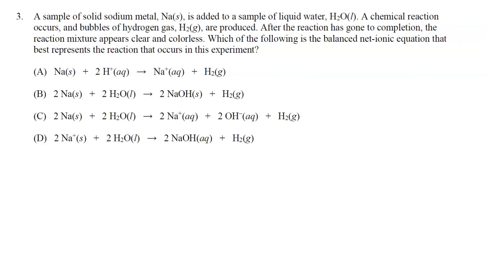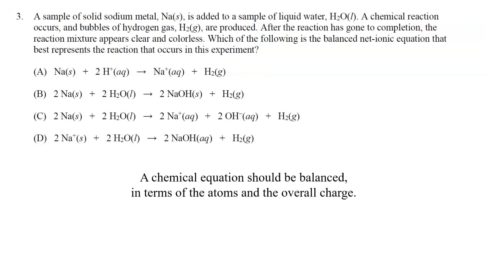Now, it's important to understand that when you are looking at a chemical equation and trying to decide if it's balanced or not, you have to consider both the atoms and the overall charge. So a chemical equation should be balanced in terms of the atoms and the overall charge. Let's start with choice A.